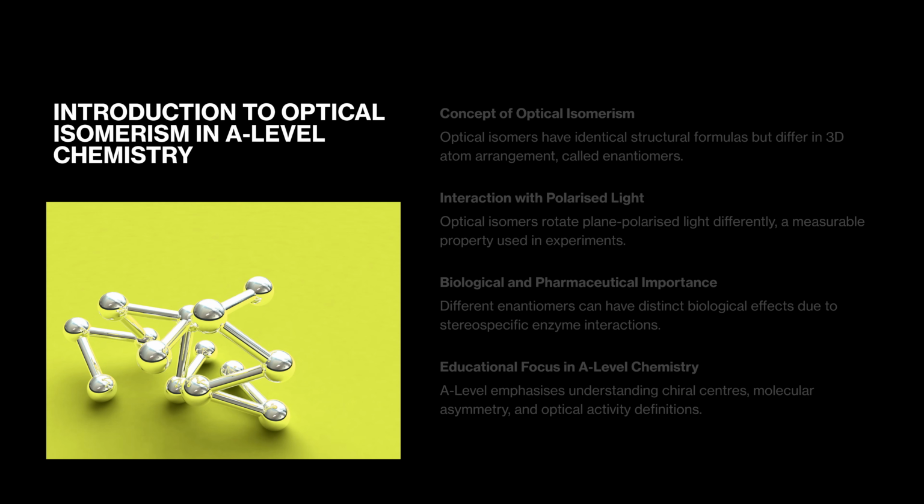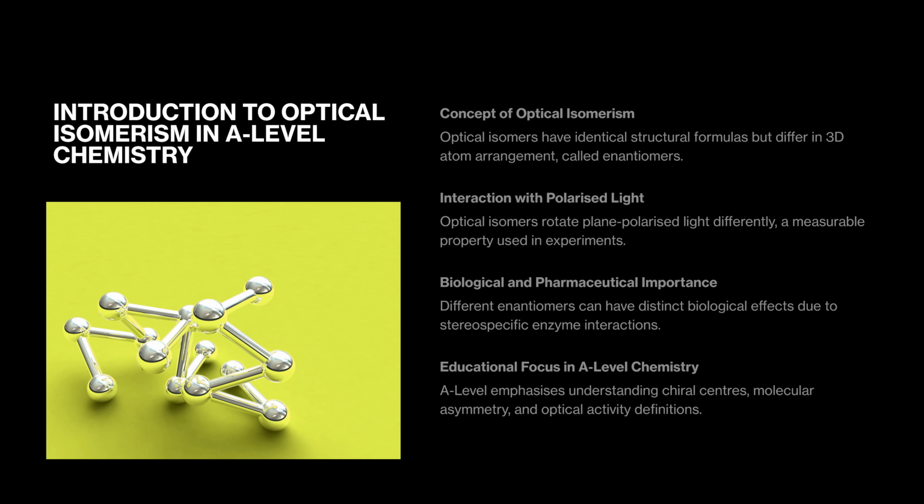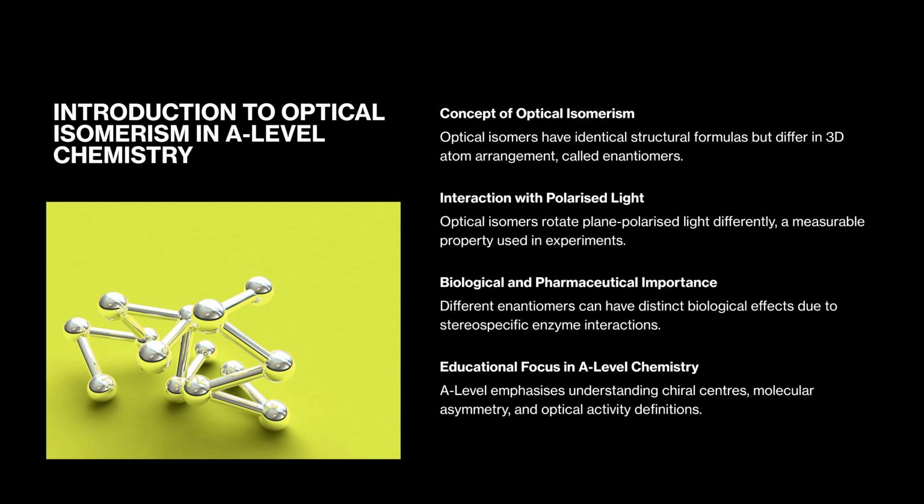Introduction to optical isomerism in A-level chemistry, A-level specification requirements and key learning outcomes. Optical isomerism describes a situation where two molecules have the same structural formula and bonding arrangement but differ in the way their atoms are arranged in three-dimensional space. These molecules are known as optical isomers or enantiomers.